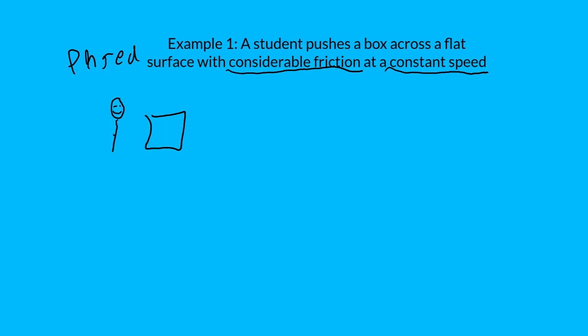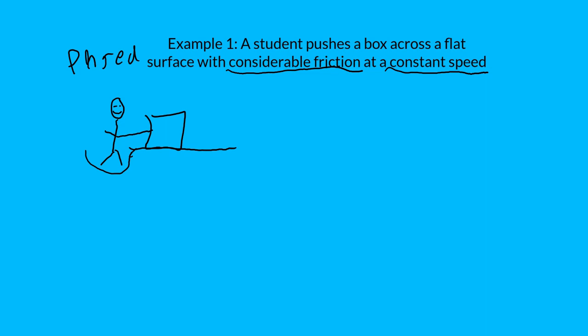So Phred, he's going to push his box with one arm this time. He's feeling really strong today. So Phred is pushing this box across the floor. Floor is right here. Phred is somehow beneath the floor. Maybe there's a little divot right here that Phred's sitting in so he can get a little bit more ground behind him. I don't know what the situation is, but either way, Phred's pushing this box across a flat surface with considerable friction at a constant speed.